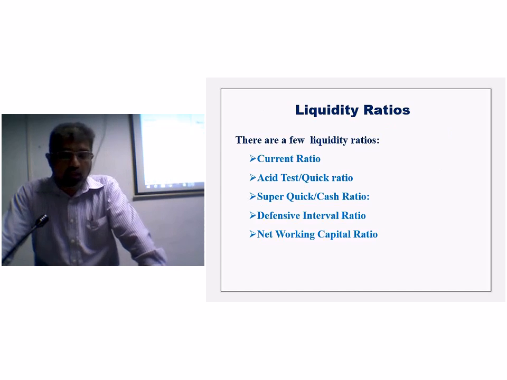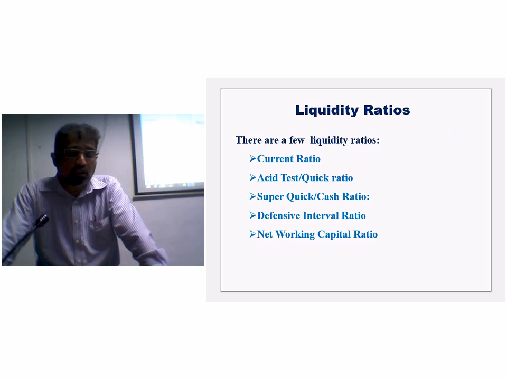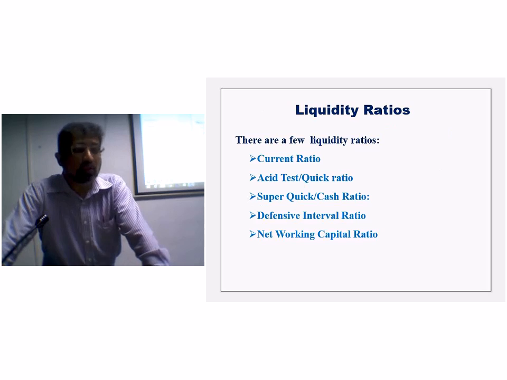Then current ratio, one of the short-term liquidity ratios, short-term solvency ratios, is the current ratio. Here we are going to measure the relationship between current assets and current liabilities, right? Current assets and current liability. Then we can measure the ability of that particular organization to meet their short-term commitment, right? Then the acid test ratio or the quick ratio.